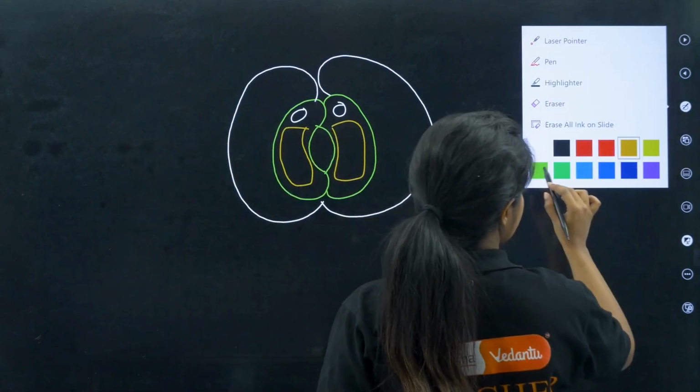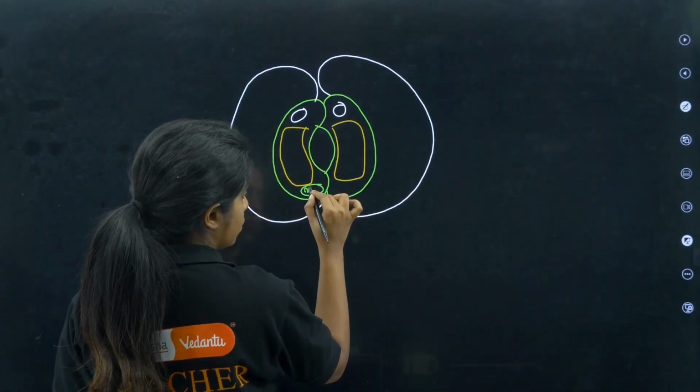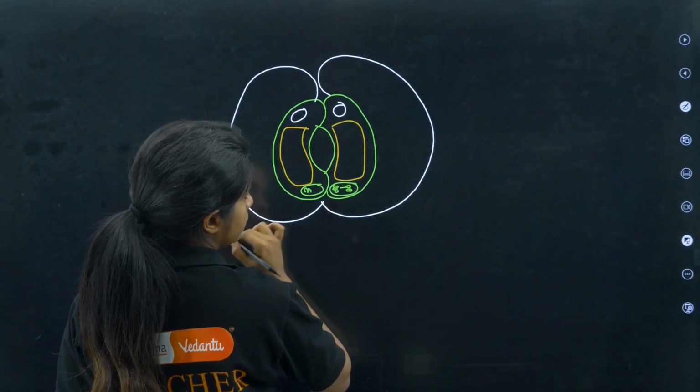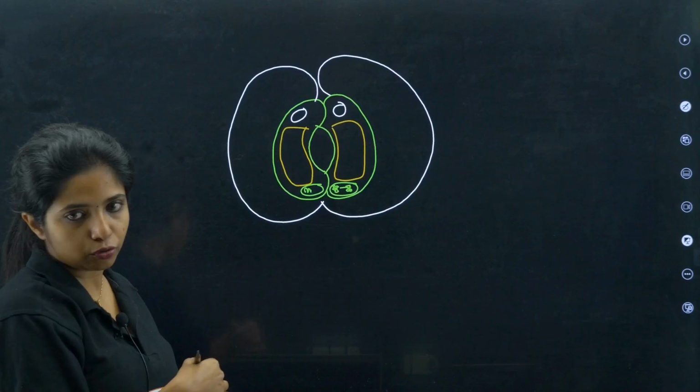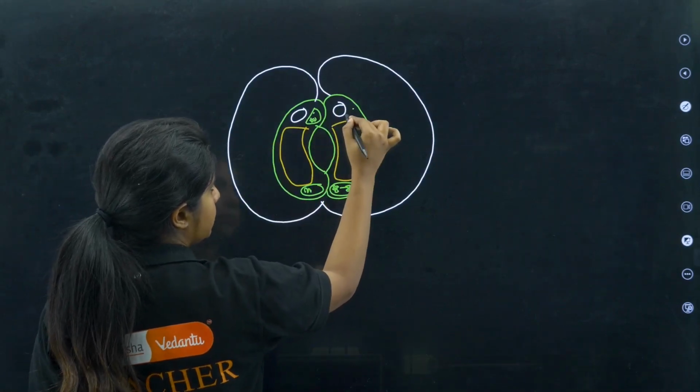And you are asked to make chloroplast. So you have to show chloroplast. You can make multiple chloroplasts in there. You don't have to make just one. You can have multiple chloroplasts.